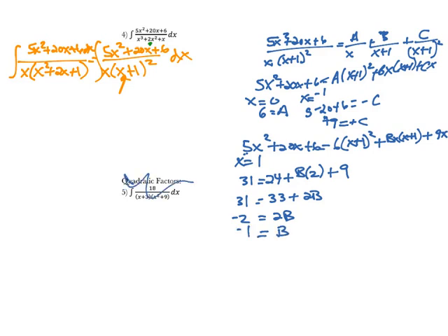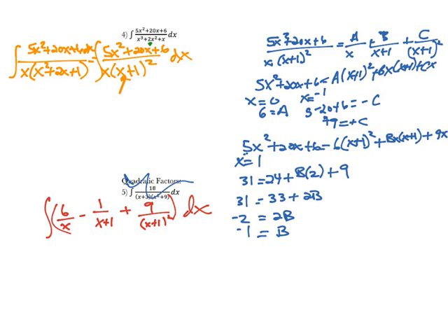So really I'm now integrating the problem of a over x. So a is 6, so 6 over x. B is negative 1, so minus 1 over x plus 1. And c is 9, so plus 9 over x plus 1 squared dx. There's really no reason to rewrite this one because it's not fractions or ugly, so I can just go ahead and integrate.